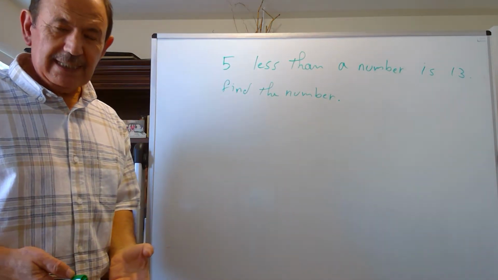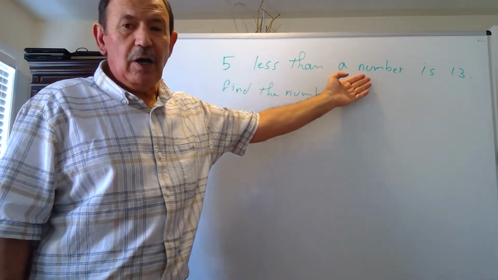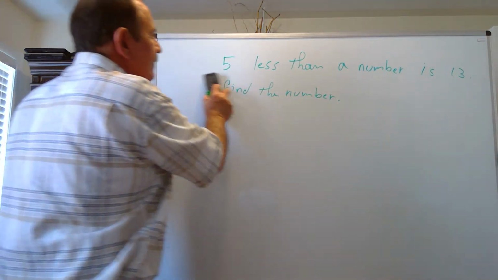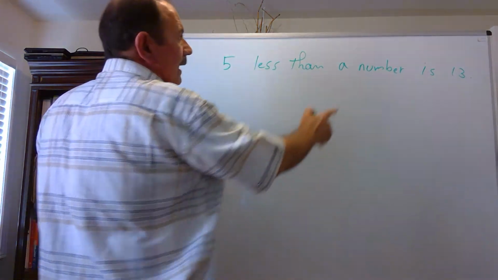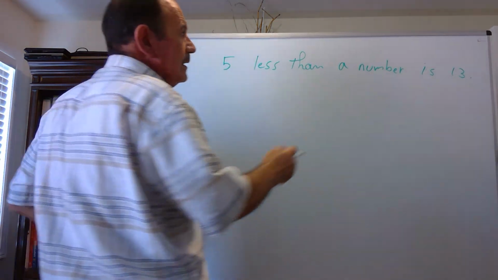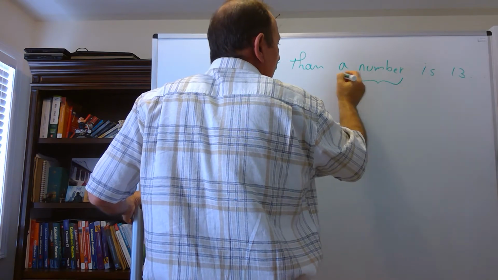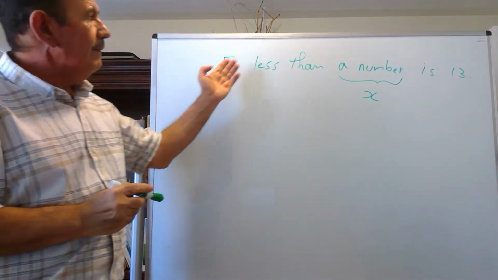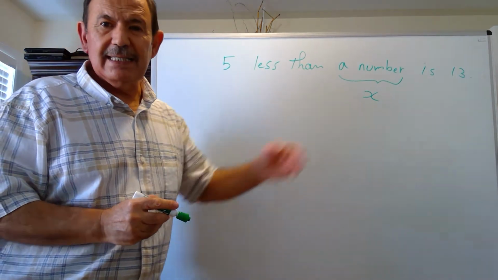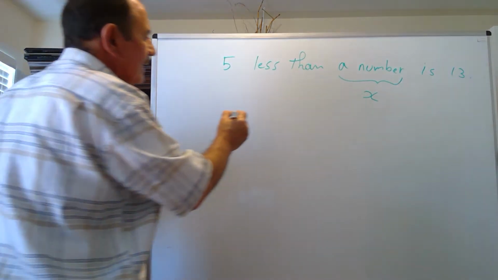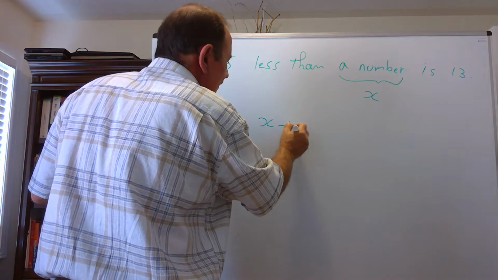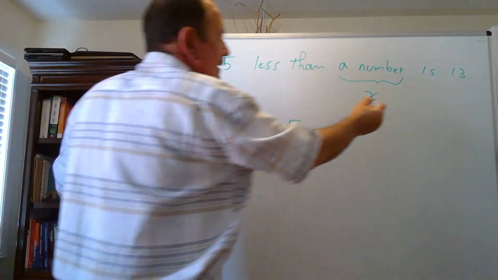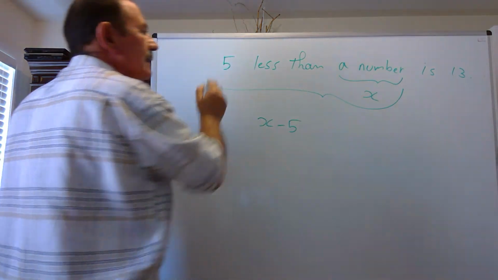Now, first translate this expression, 5 less than a number. Same as translating the expression, when we have an unknown, give it a name. A number, we don't know what the number is, so give it a name, as an example, x. Then 5 less than x is x minus 5. So this is the translation of this part.